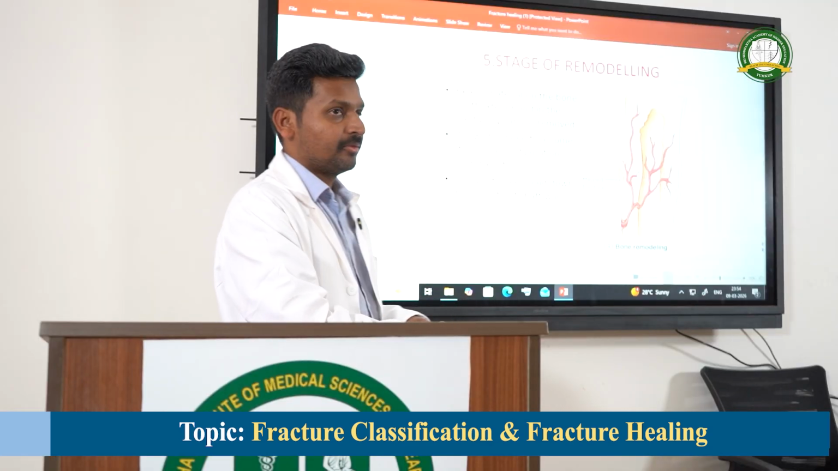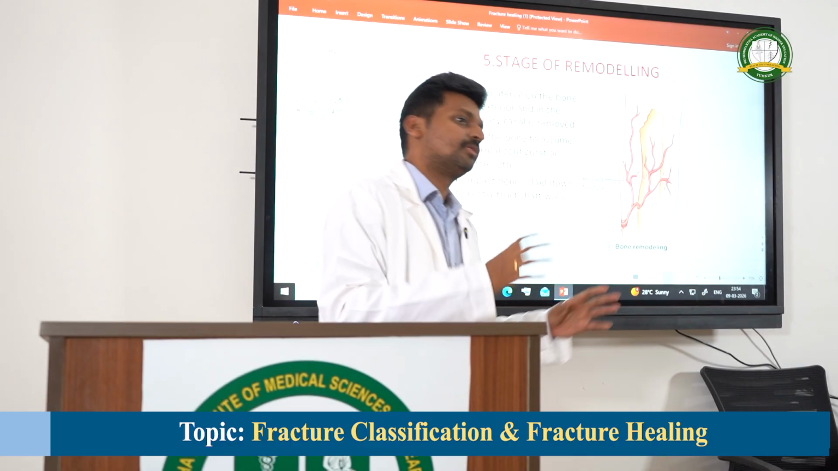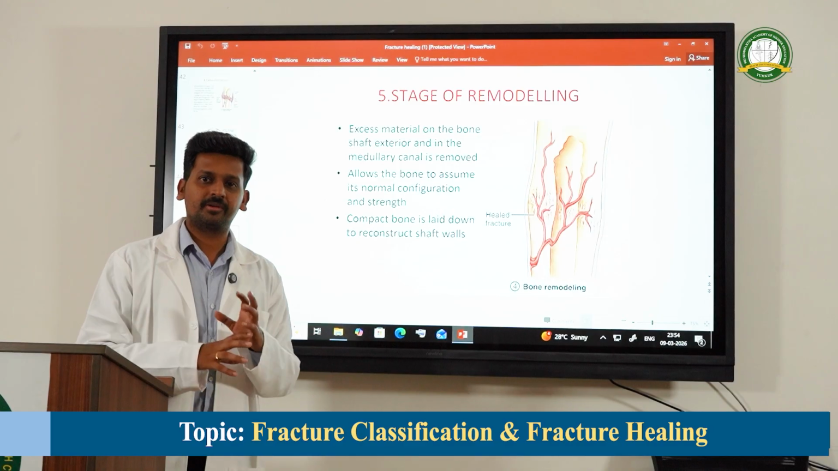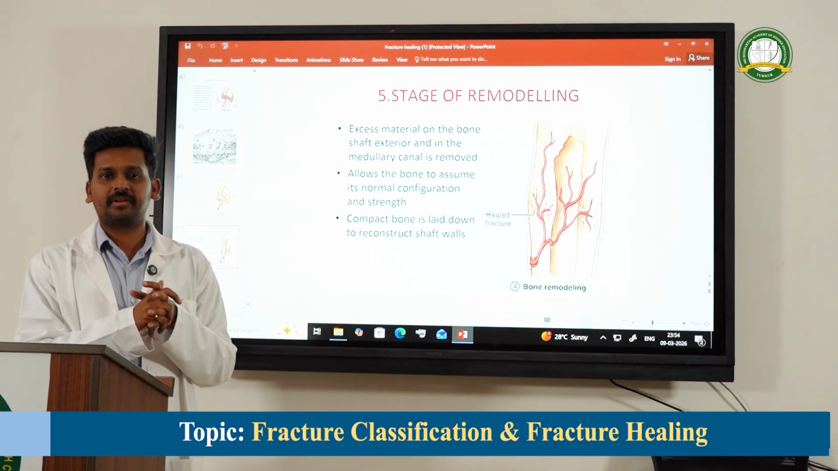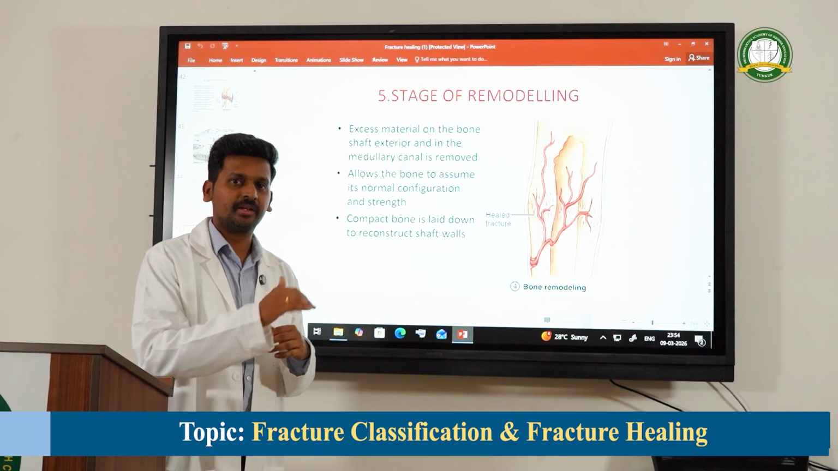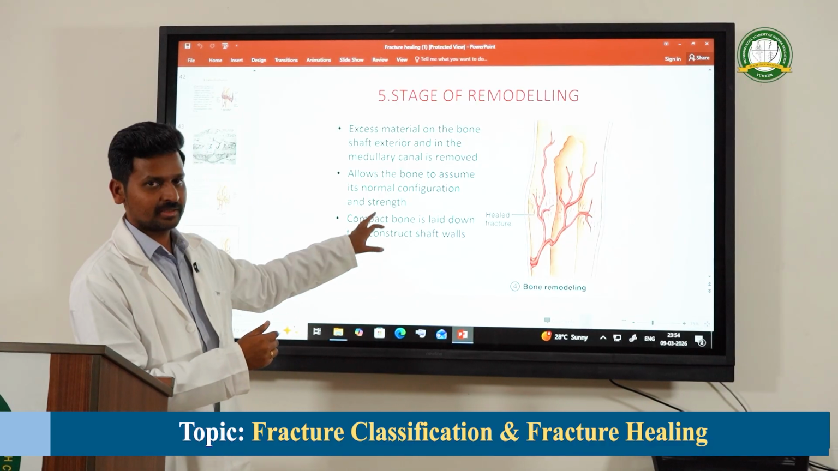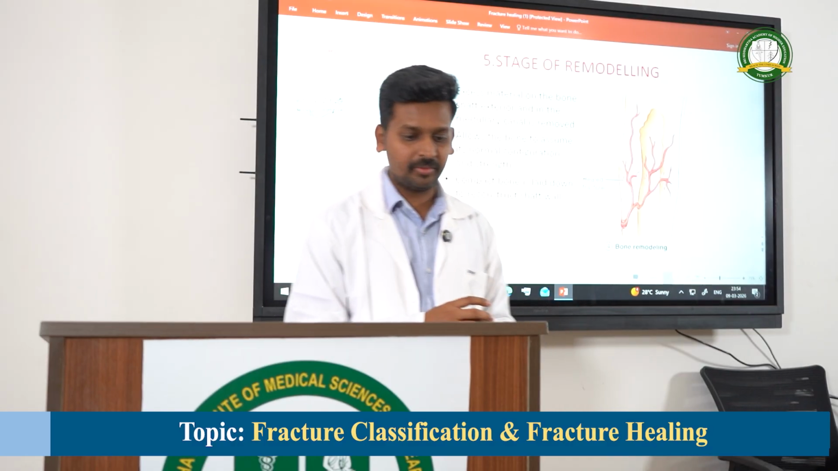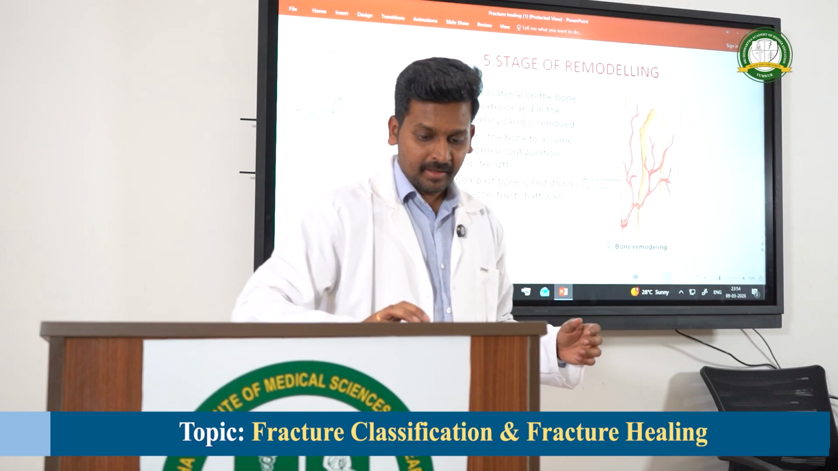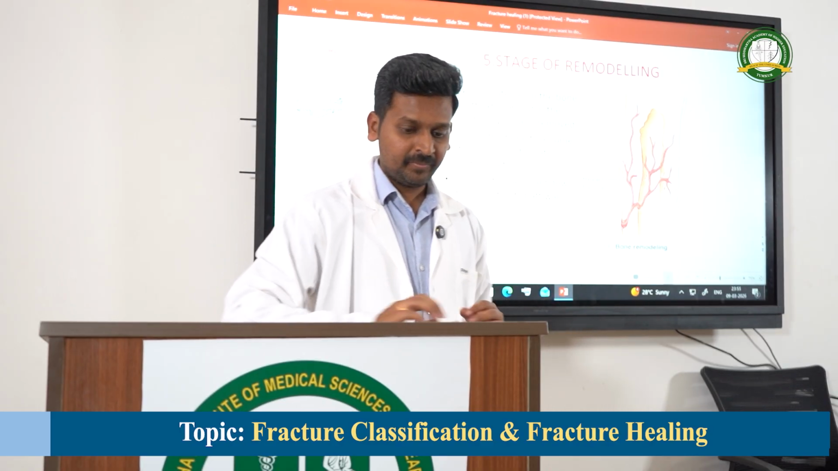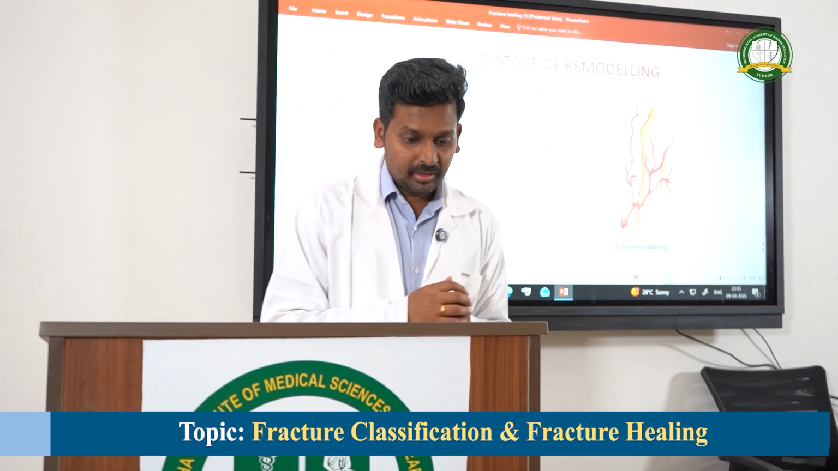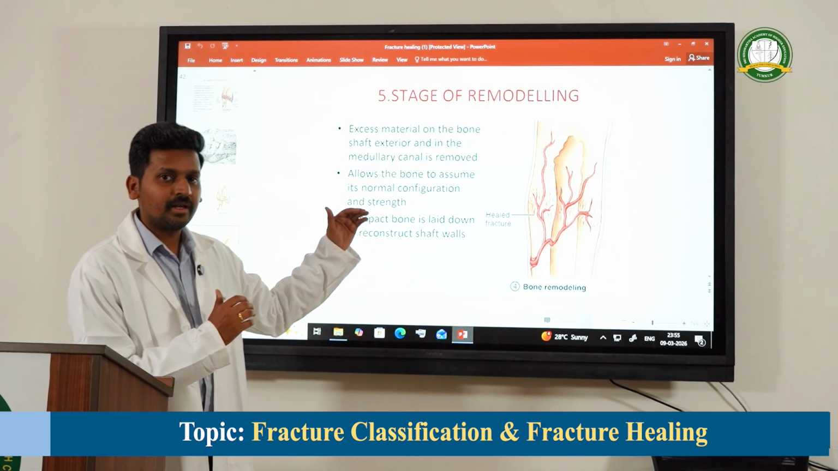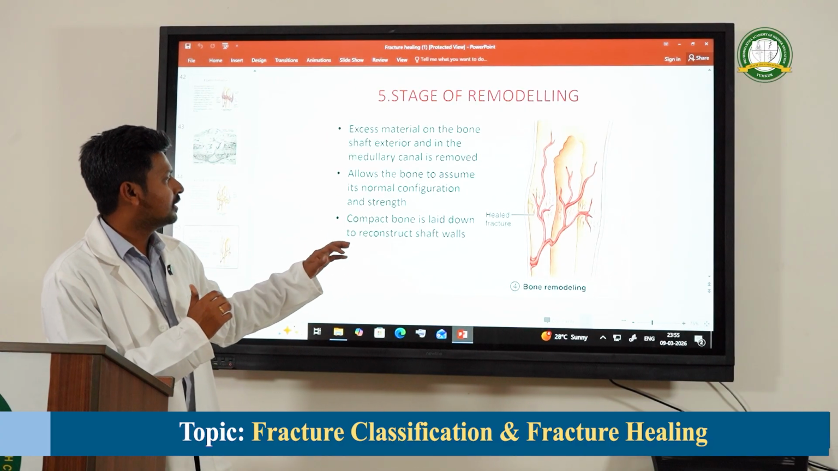Next is the stage of remodeling. Now the bone is formed, it was initially soft callus and now it is a hard callus, but there are still chances that if the patient is bearing weight or some excess stress is applied, there is a risk of fracturing. So the bone has to heal and come back to normal physiology. The last stage is remodeling. The excess material on the bone, or whatever hard callus was formed on the shaft or in the medullary canal, is removed. This is by osteoclastic activity, and this allows bone to assume its normal configuration and strength. The woven bone is initially laid down, and later converted into compact bone.